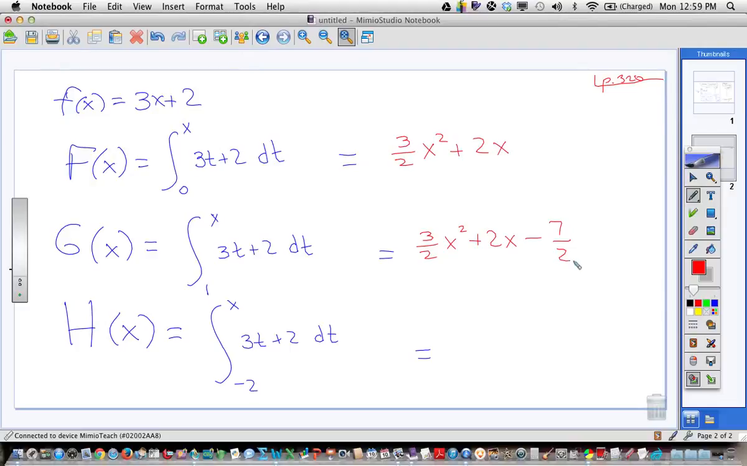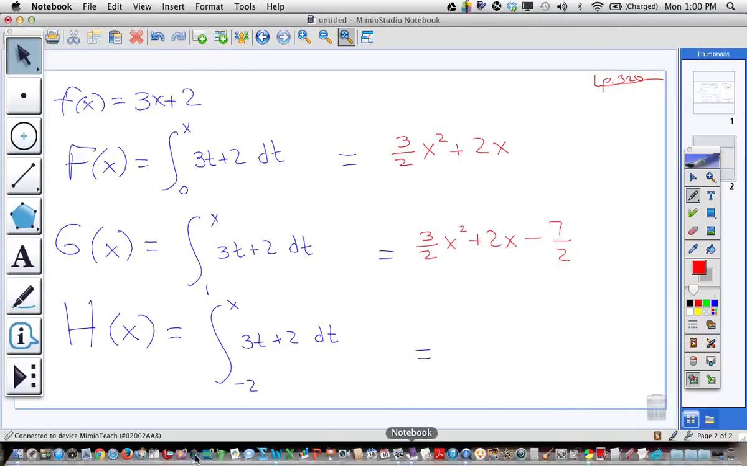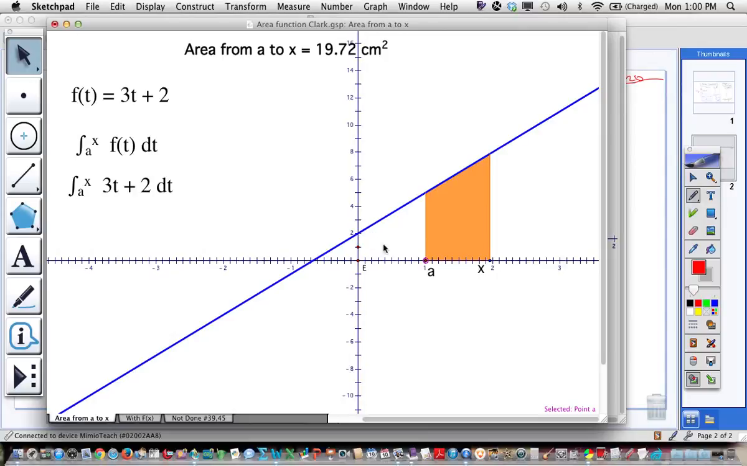But again, our graphical evidence was pretty convincing. When we shifted the left endpoint, it just shifted the area function up and down. When we talked about it as a fixed piece of area, the only difference between these two is the area from 0 to 1. That seems pretty convincing. As a matter of fact, that probably tells us what this area right in here is. That's got to be 7/2, right?